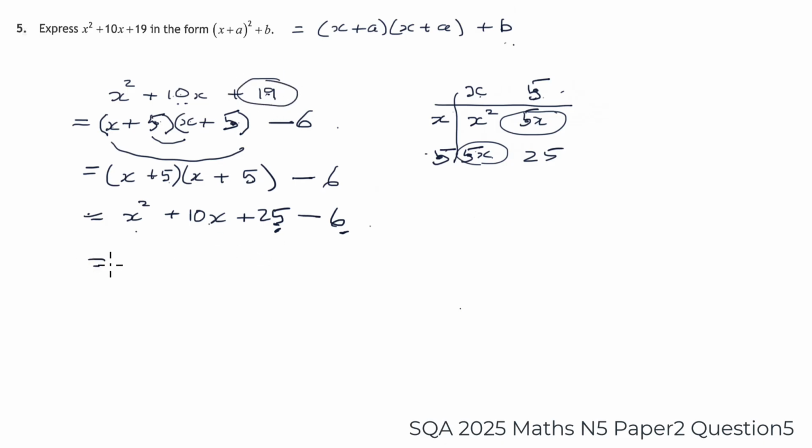So our final answer would be x plus 5. We leave it in this form. So we've got x plus 5 all squared minus 6. So b is -6.